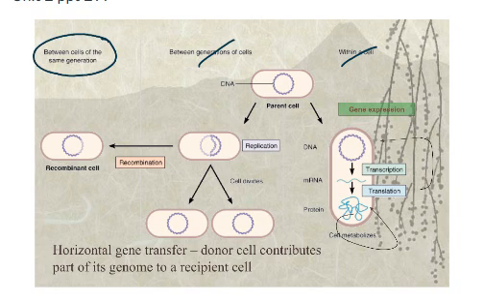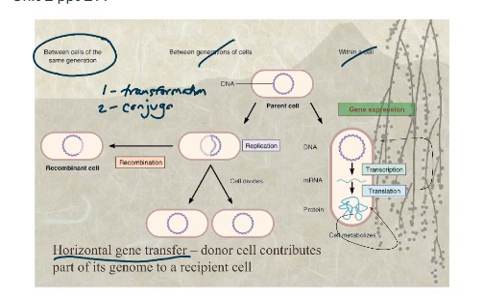This is essentially horizontal gene transfer, where you have a donor cell, that means it's giving something up, some genetic material, and then contributing part of its genome to a recipient cell. There are three types of horizontal gene transfer that we're going to cover. The first one is known as transformation. The second one is known as conjugation, which I have mentioned before when we've talked about the pili. And the final one that we'll talk about is transduction.